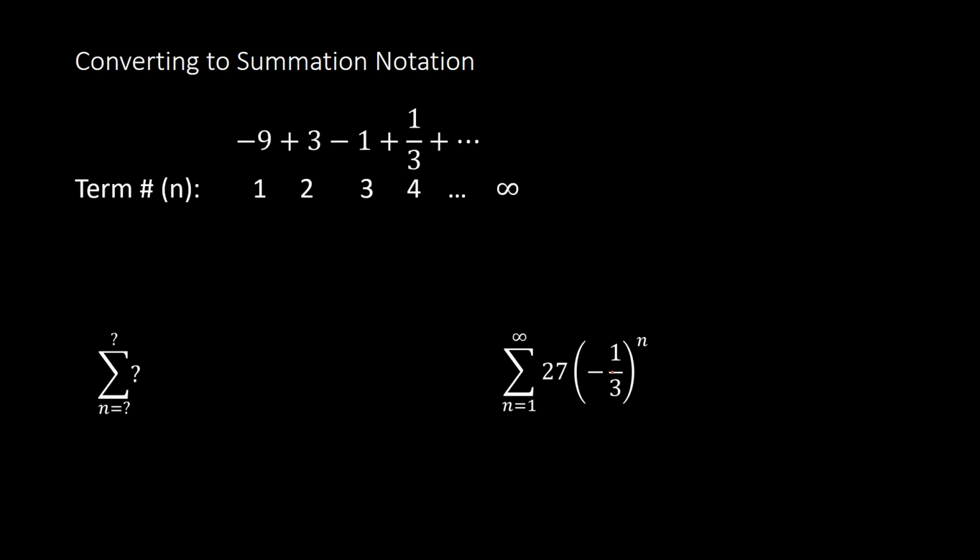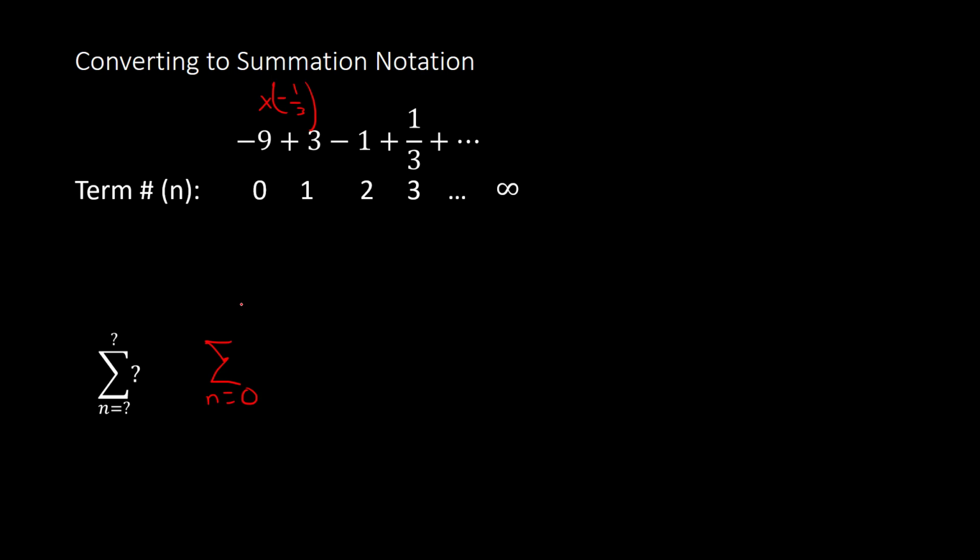Instead of starting out the terms as term 1, term 2, term 3, term 4, we could begin by having negative 9 be term 0, 3 be term 1, negative 1 be term 2, and so on. And the pattern is still the same. I'm multiplying by negative 1/3 each time. And when I write this, now I'm going to start at n equals 0 going to infinity. And I still have the negative 1/3 as part of the pattern. And I'm still going to be repeatedly multiplying by negative 1/3, so I'm going to put an n up here as well.